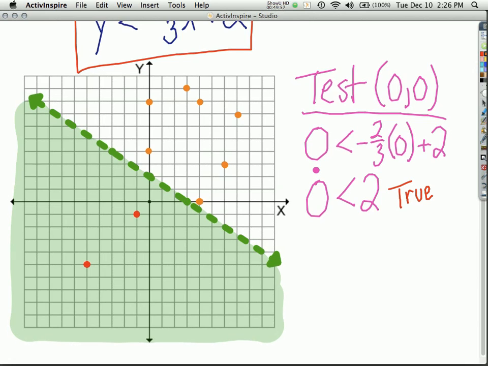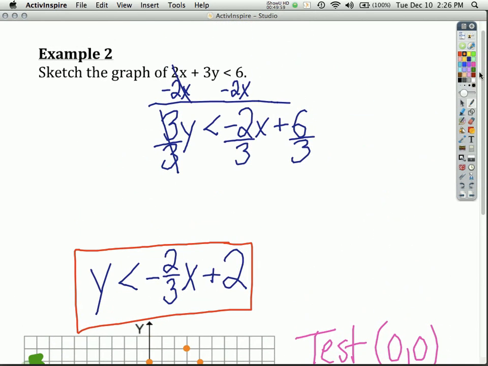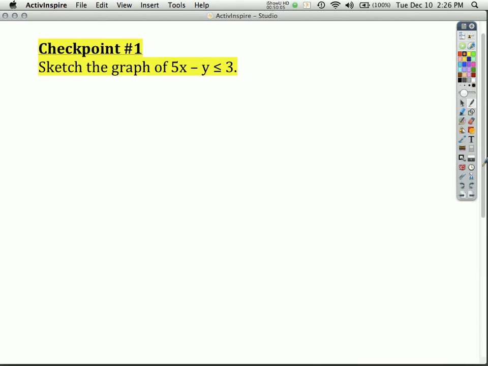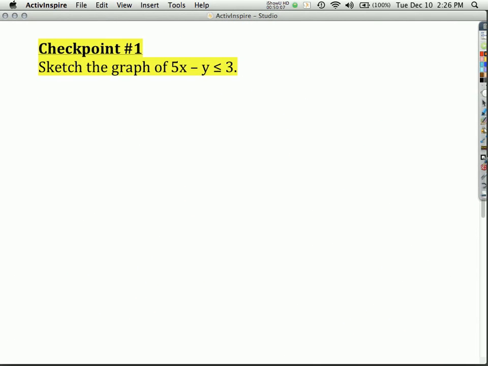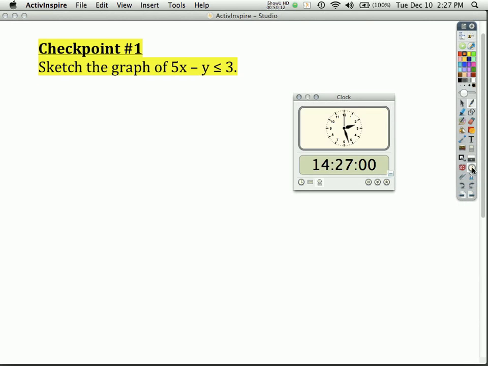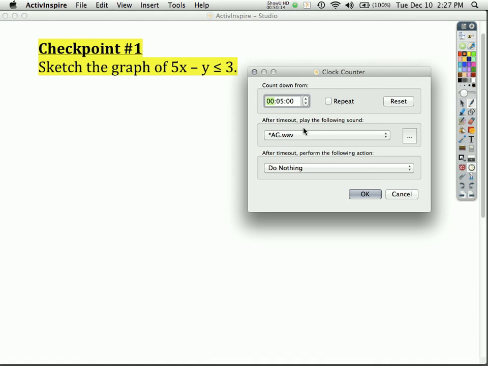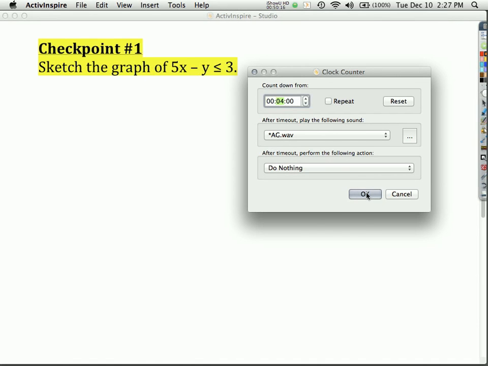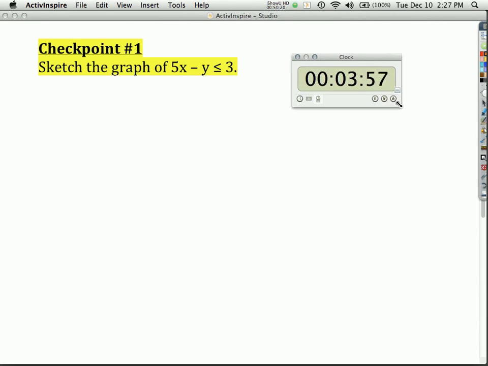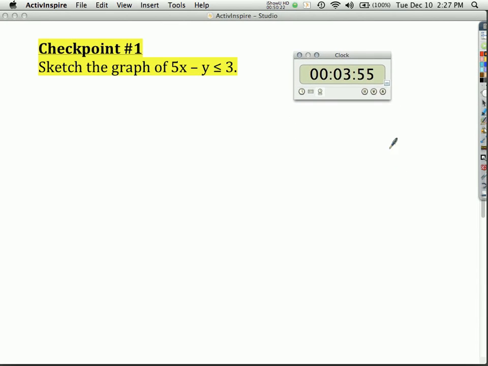Good. We're doing pretty well so far, but let's see how you do on your own. Checkpoint number 1. Please keep in mind that everything you have done in my class applies to this question. Every tiny little detail, everything that you were taught applies. So make sure you watch your details and double check your work.